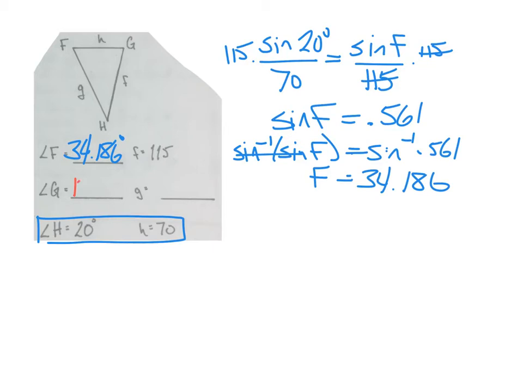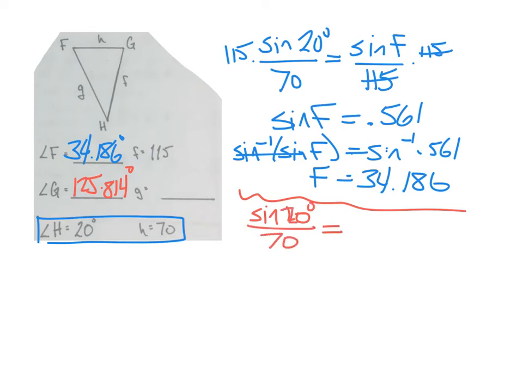Now, since I have two of the three angle measures, I'll subtract them from 180 degrees. That'll leave us with 125.813 or 814 degrees. To find the last side, we'll use law of sines again, using the same sine of 20 degrees over 70.